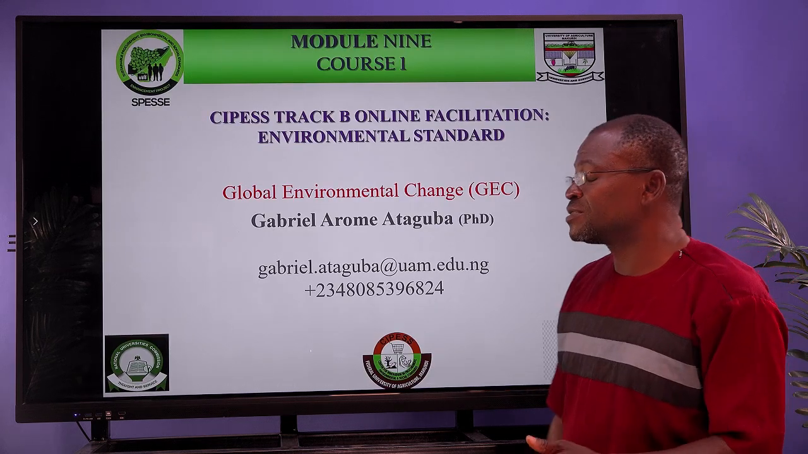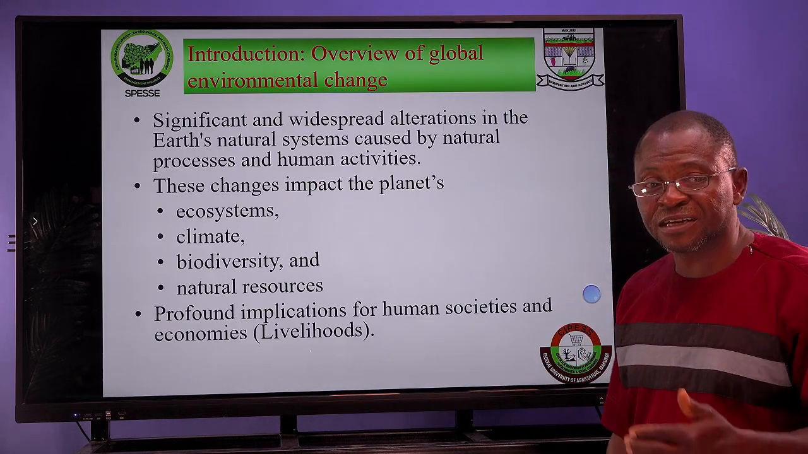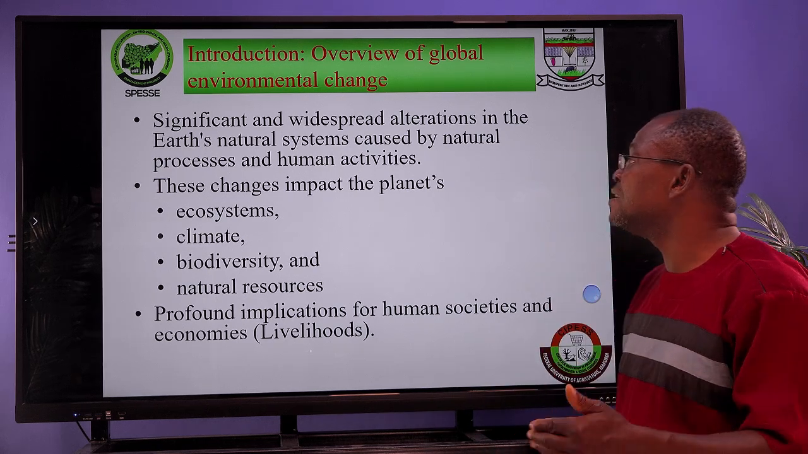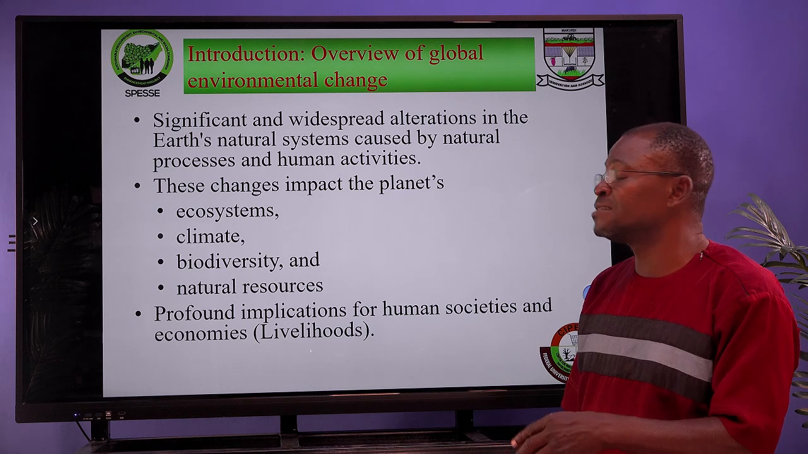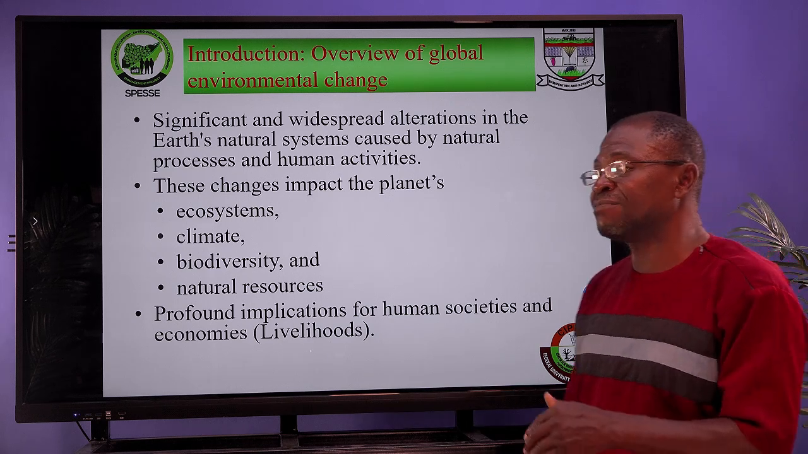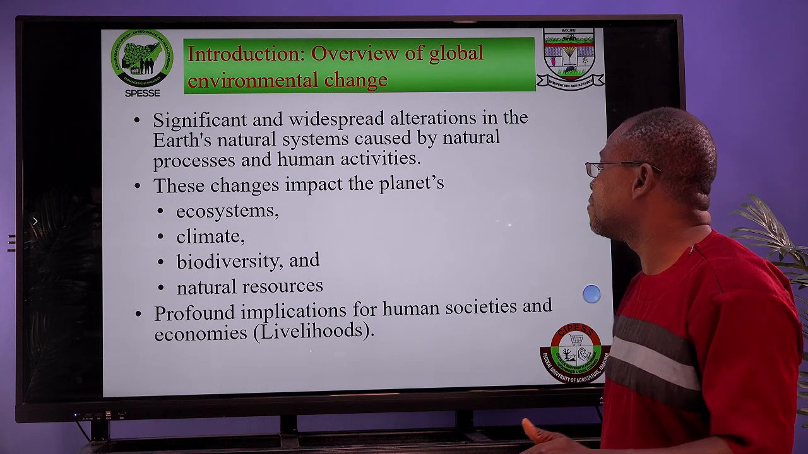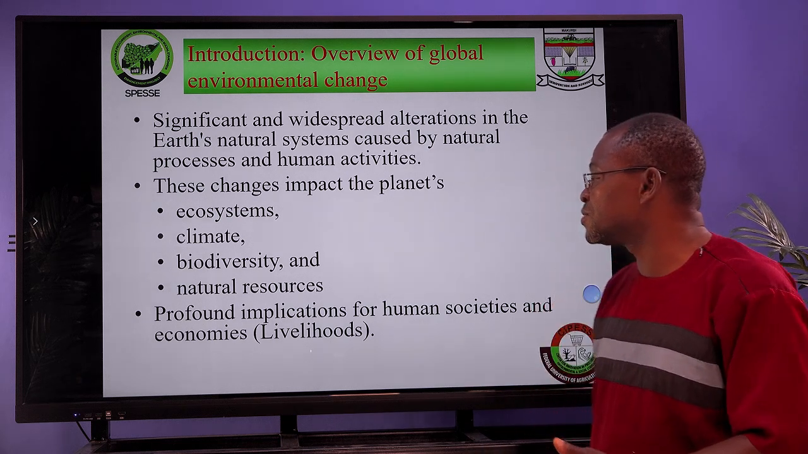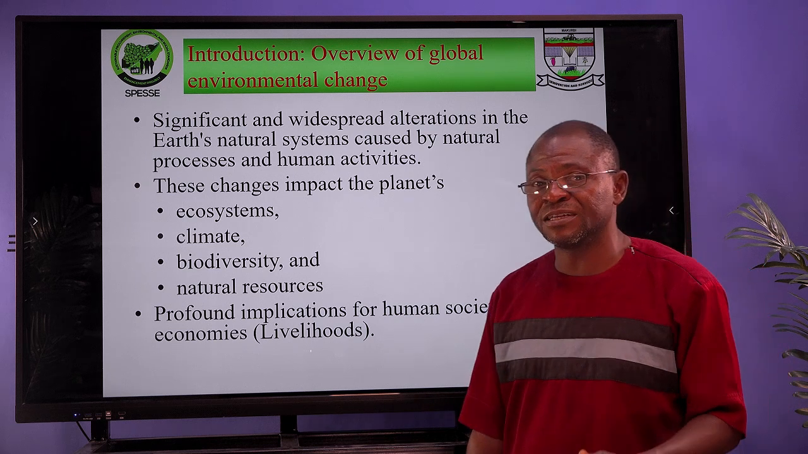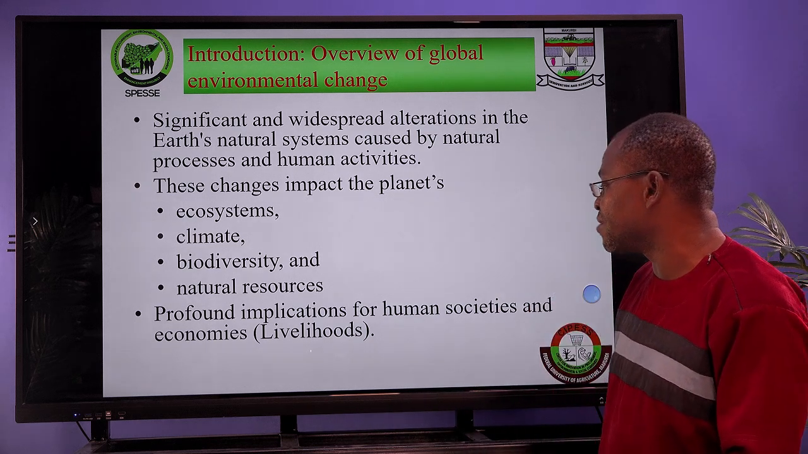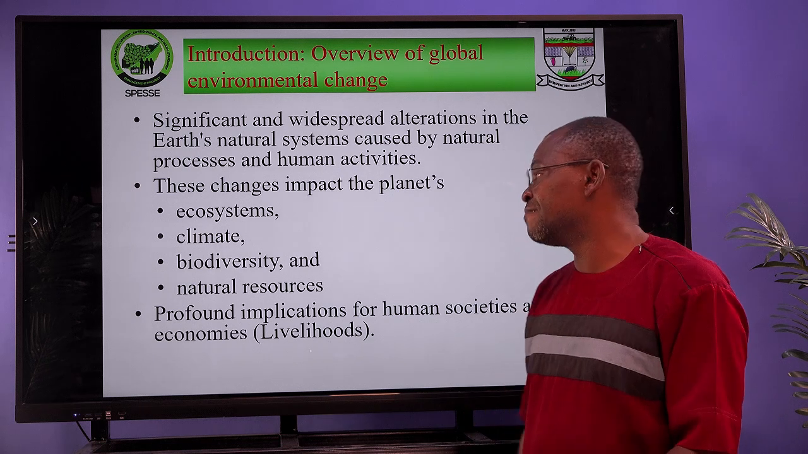So moving forward, we'll start first with global environmental change. So what is global environmental change? It is actually any significant and widespread alteration that affects the Earth's natural systems. And this can either be natural or artificial, that is man-made. Now, they impact our planet's ecosystem. It also impacts our climate. It impacts biodiversity, and then all the natural resources that we have in our environment, with severe implications for us as human beings, especially our livelihoods.